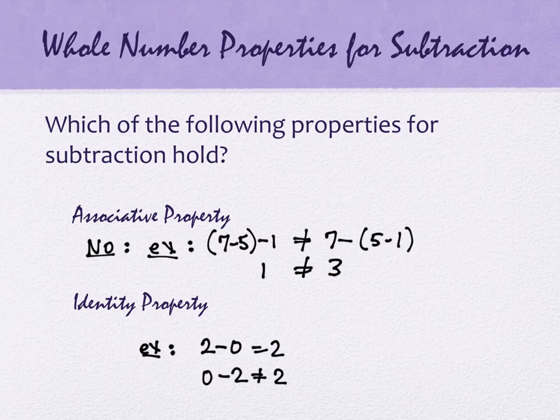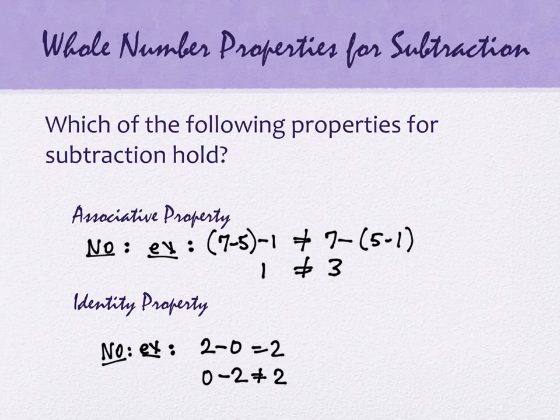0 minus 2 doesn't. So an identity property has to work in either order. Because this is failing to be commutative, the identity property is also going to fail to hold. So this is another no. So all of our properties failed. There are no properties for subtraction with whole numbers. Some of these properties do hold for integers, but they don't hold for whole numbers.